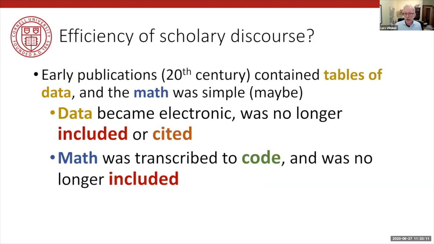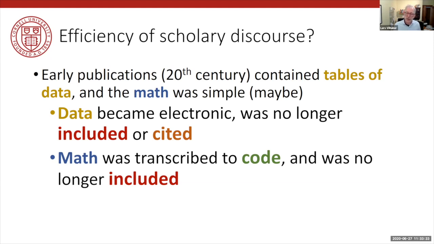My view on why this is a necessary activity to think about and to be active in, in terms of reproducibility, is that we have a fundamental shift over the last century in how we communicate scholarly knowledge amongst scientists.